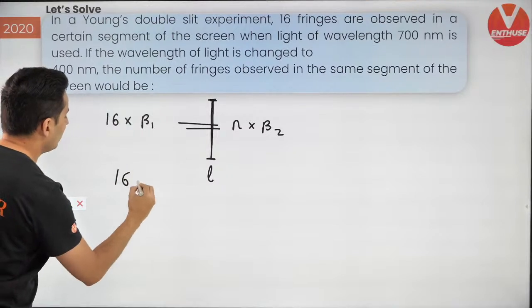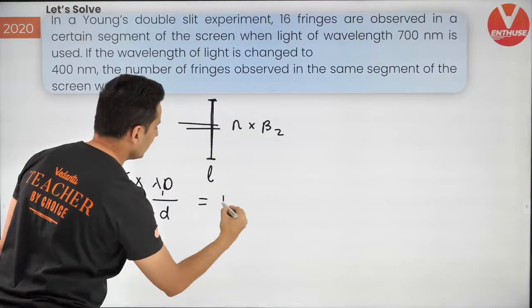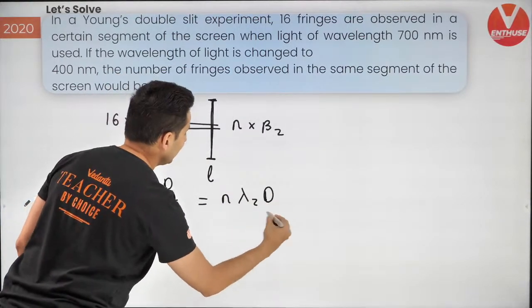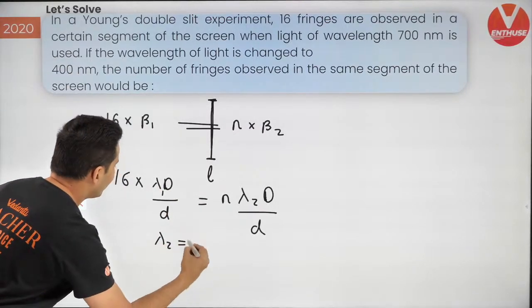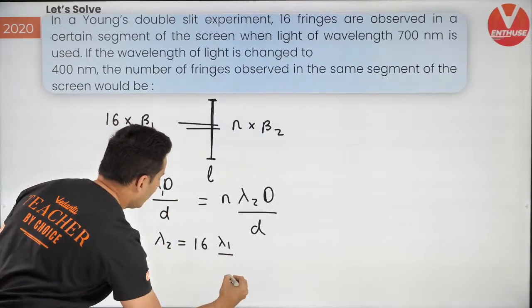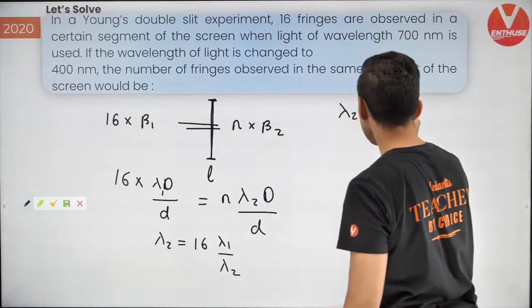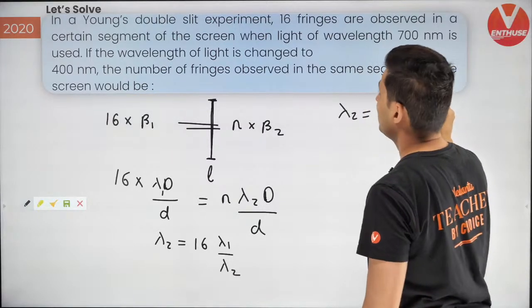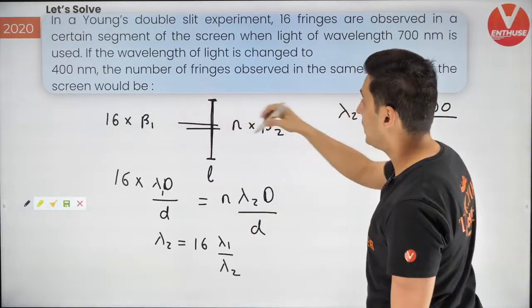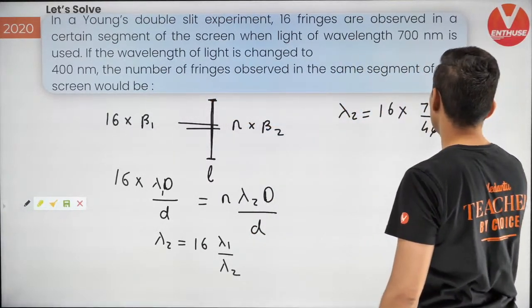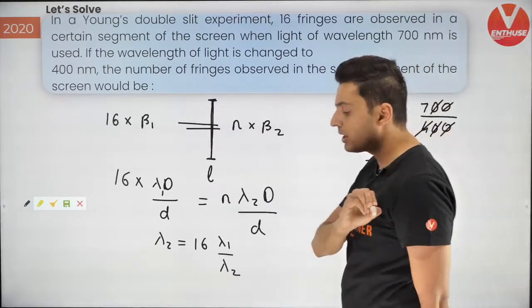Let's substitute the formula of fringe width, lambda D by d. 16 lambda 1 D by d equals n times lambda 2 D by d. D by d cancels, and I will have n equals 16 lambda 1 by lambda 2. Lambda 1 is 700 and lambda 2 is 400. The zeros cancel, 4 and 16 cancel to leave 4, and 7 fours are 28, and that should be our answer.